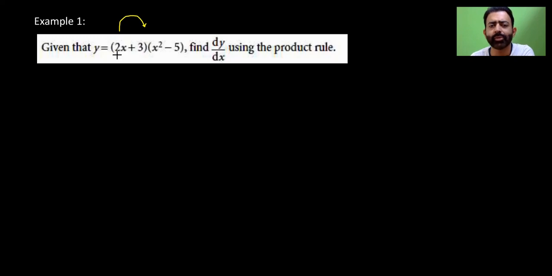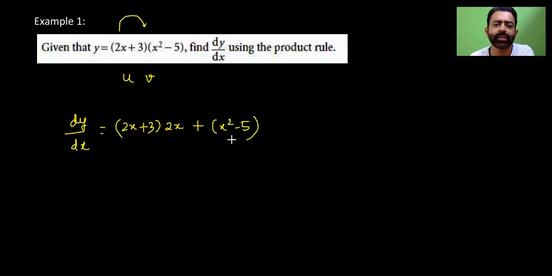Okay, but here we have to apply the product rule. So I will treat 2x plus 3 as my u function and x square minus 5 as my second function. Both functions are algebraic. So dy by dx is keeping the first function as it is, which is 2x plus 3, treating this as a constant, and then differentiating x square minus 5 with respect to x. The derivative of x square minus 5 is just 2x. Then you apply a plus sign and then keep the second function x square minus 5 as it is and differentiate the first function, 2x plus 3. The derivative of 2x plus 3 is just 2.